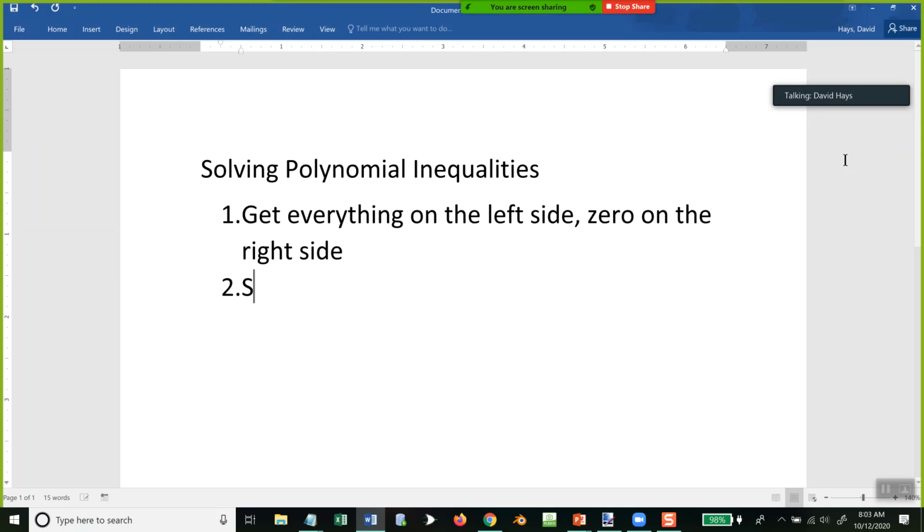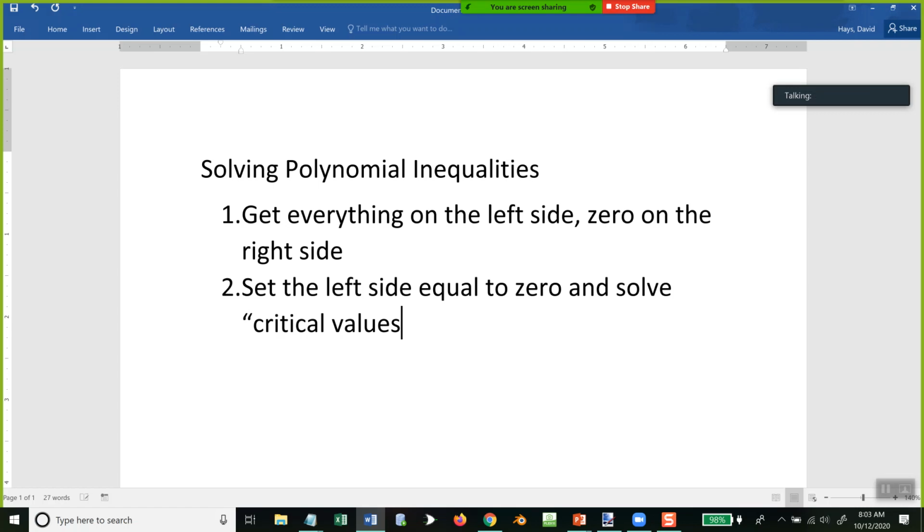Step 2, set the left side equal to 0 and solve. And these are going to give us something called our critical values. Means there's something potentially happening there.